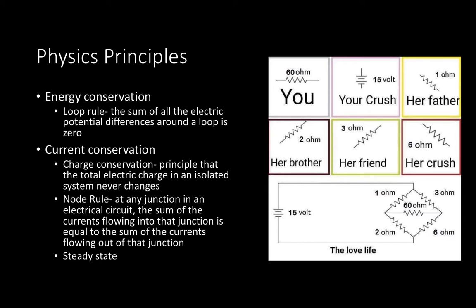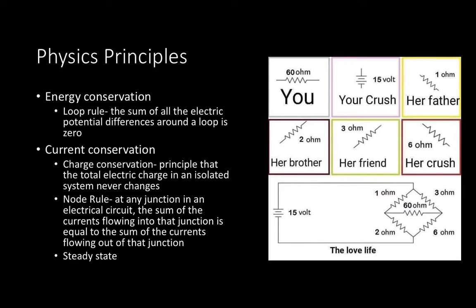Charge conservation basically states that the total electric charge in an isolated system is never going to change, which, we've seen these conservation laws hundreds of times. It's always the same, can never be created or destroyed, everything's got to be equal. Then we also have the node rule, which says that at any node or junction in an electrical current circuit, the sum of the currents that flow into the junction or node needs to be equal to the sum of the currents that flow out of that junction or node. So basically one in, one out.